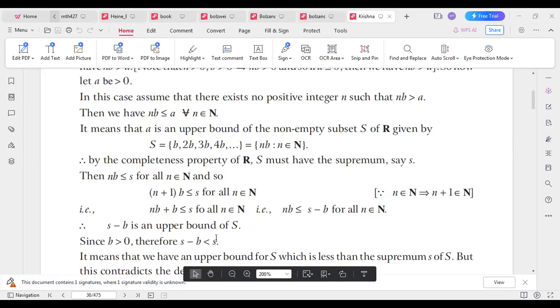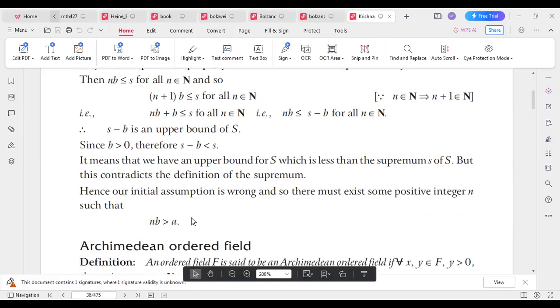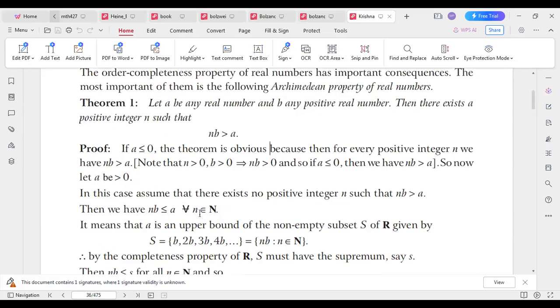Okay. This means that we have an upper bound for S which is less than the supremum s of the set S. But this contradicts the definition of the supremum. Hence, our initial assumption is wrong. So there must exist some positive integer n such that nb is greater than a. Actually, this is the proof of the Archimedean property.